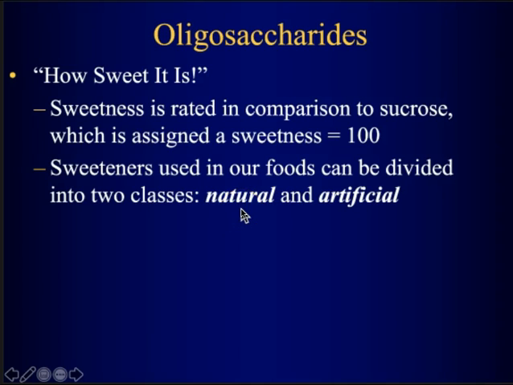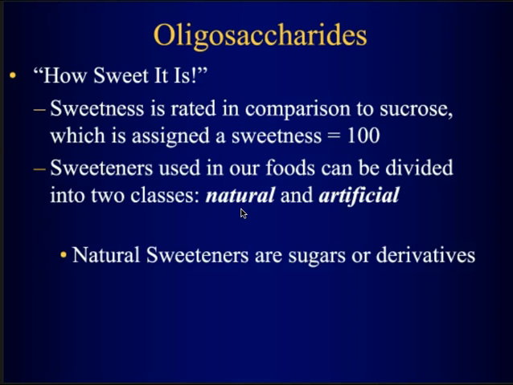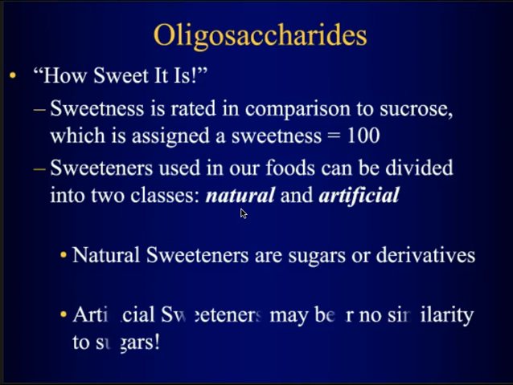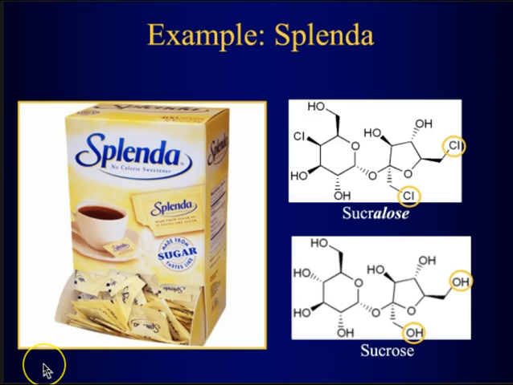So sweeteners used in our foods are divided into two classes, natural and artificial. Our natural sweeteners are sugars or sugar derivatives, and artificial sweeteners may bear no similarities to sugars, but they somehow still taste sweet on our tongues. So here are our natural sweeteners.